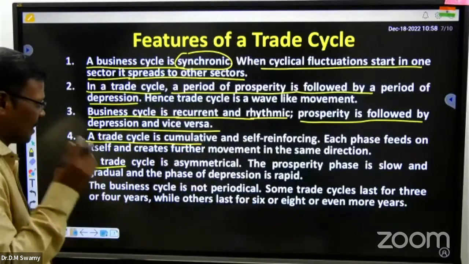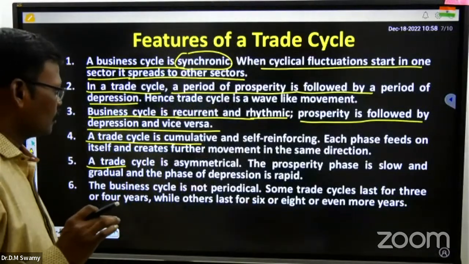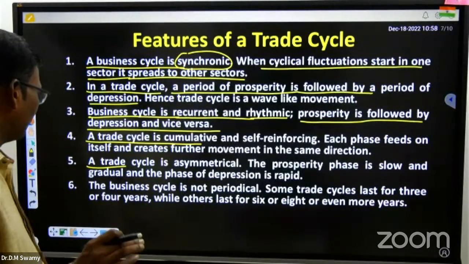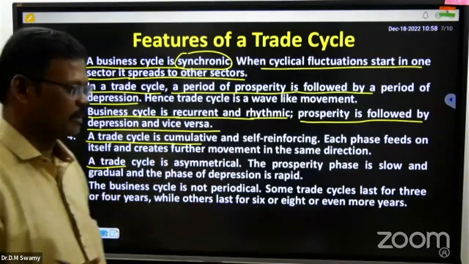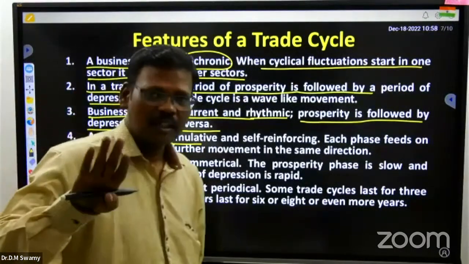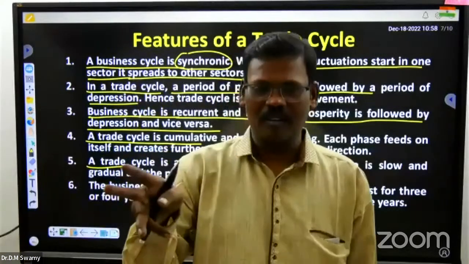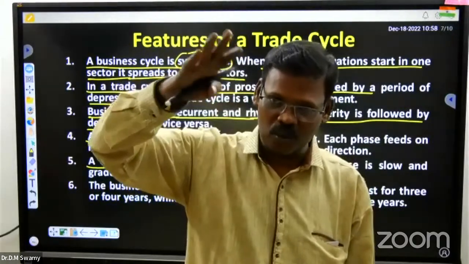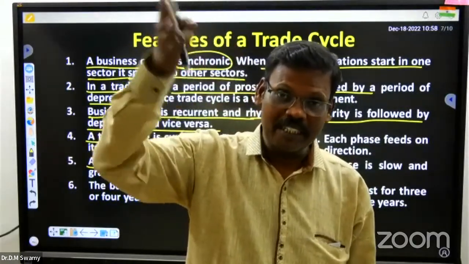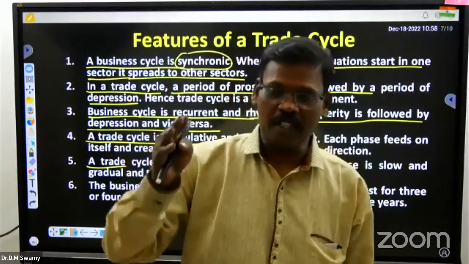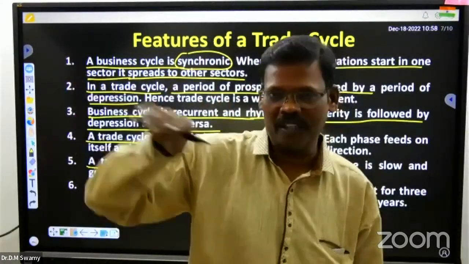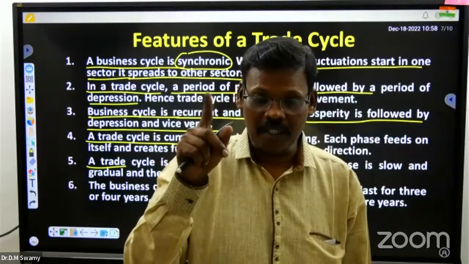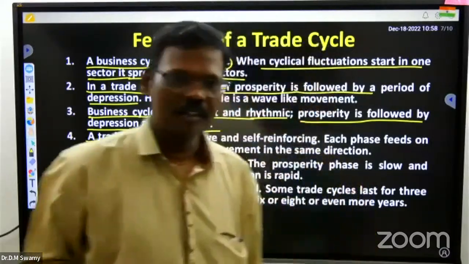And a trade cycle is asymmetrical. That means the prosperity phase is slow and gradual, and the phase of the depression is rapid. So it is not symmetric, not equal, but asymmetric, unequal. Prosperity will come slowly, but recession will come rapidly. The prosperity effect will be injected into the economy very slowly, whereas the recession effect will be so rapid that it is going to spread to other sectors.